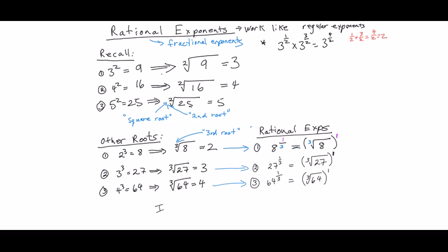So in general, if I had something, let's call it big A to the n over m, we would write this as the mth root of big A all raised to the n.